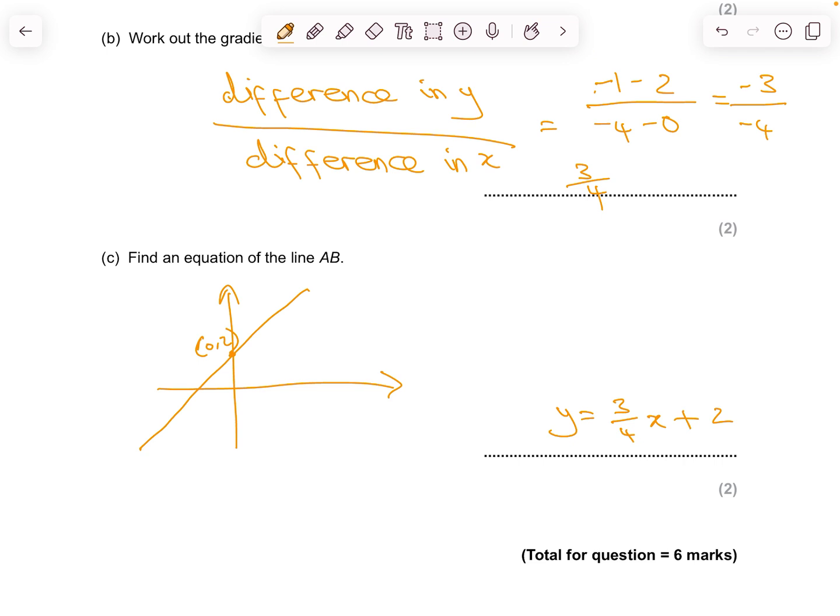Okay. You could have worked it out by substituting the values, and that is also fine. It's just a bit more hard work when it's already basically given to you.